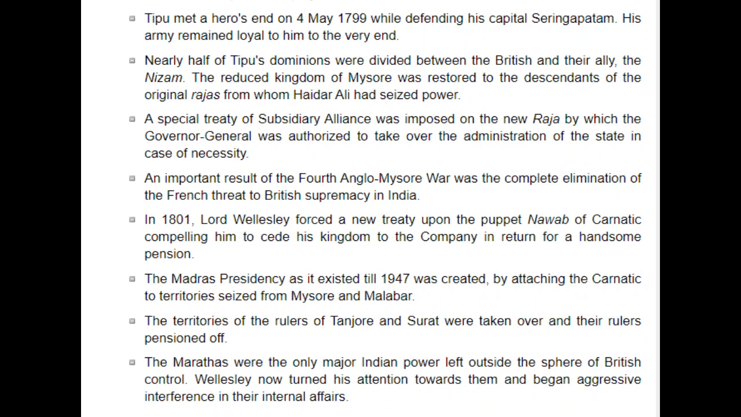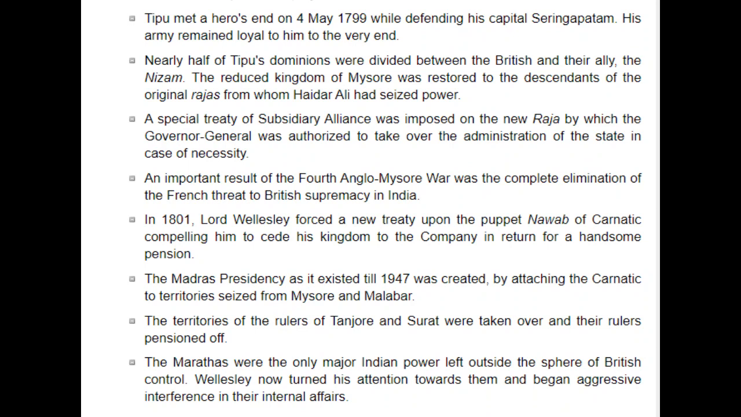A special treaty of subsidiary alliance was imposed on the new Raja, by which the Governor General was authorized to take over the administration of the state in case of necessity. So you see, till Tipu Sultan was alive, subsidiary alliance was not imposed on Mysore. After the death of Tipu, this was applied. A special treaty was made and imposed on the new Raja, by which the Governor General was authorized to take over the administration of the state.